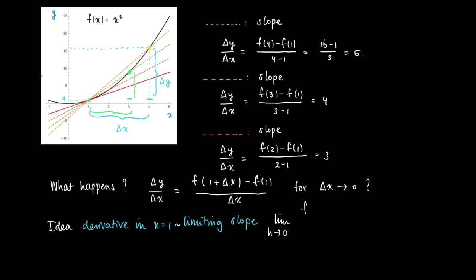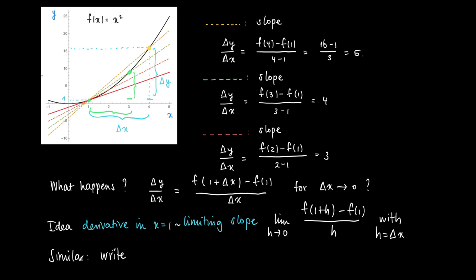This limit can be represented a little bit differently. Delta x is usually also written as h in the textbook. Then we look at the limit as h goes to 0 of f(1 plus h) minus f(1), divided by h. Similarly, if this limit exists, we can write x for 1 plus h.